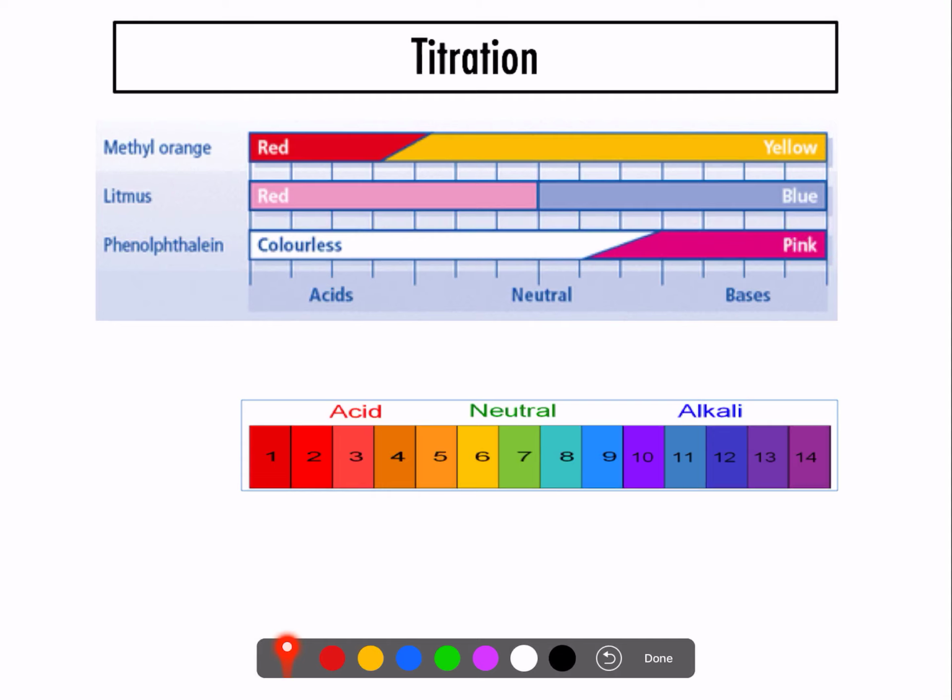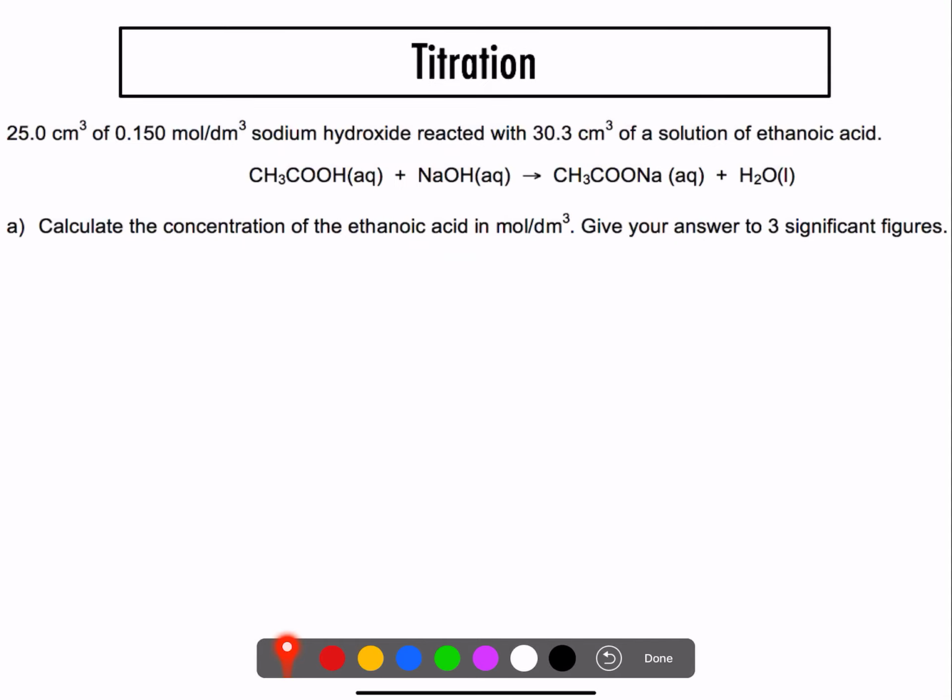You do not use universal indicator for titrations, because what you want is a sharp change in color. If you use universal indicator, there'll be a gradual change and you won't know exactly when all the acid or all the alkali has finished. So you want to use an indicator that only has two colors, so you know exactly when the titration has finished. Okay, so for a titration calculation, we're going to use the formula for concentrations, which we did earlier. Number of moles equals concentration times volume divided by 1,000.